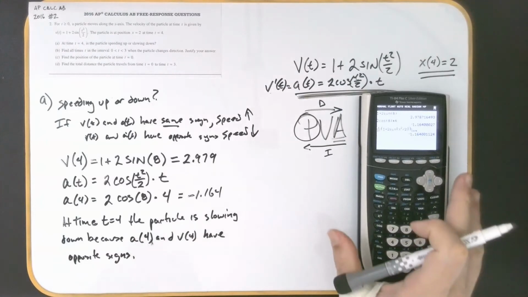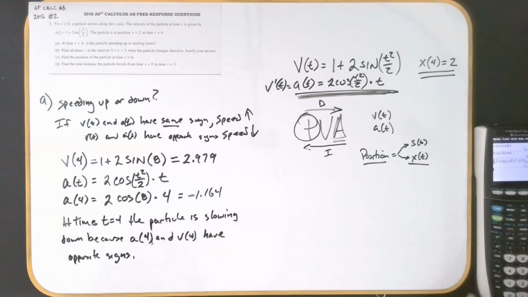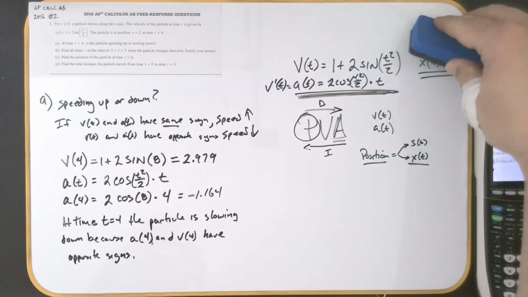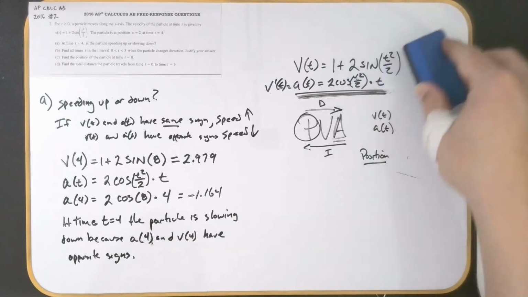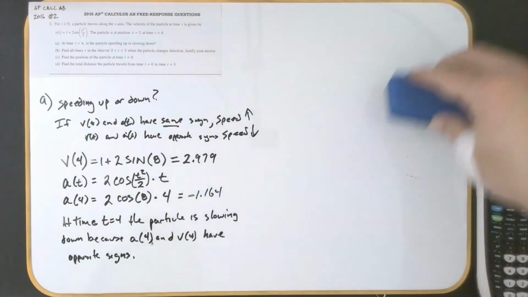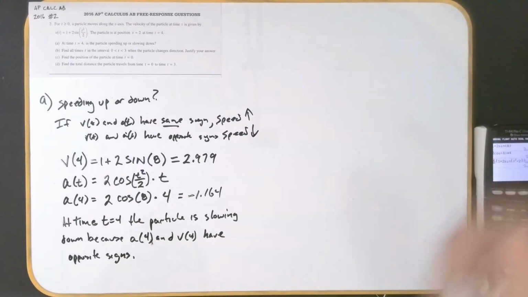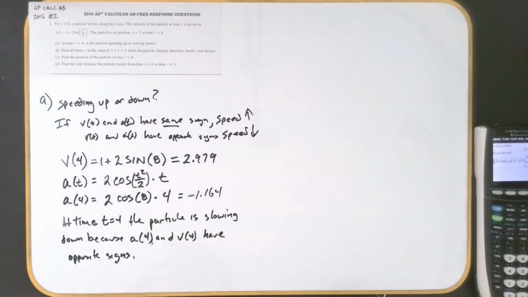Okay. Next question, B. Find all the times in the interval 0 to 3 when the particle changes direction. Justify your answer. Well, you'll need some room to work here, so we're going to get rid of this over here. Now, when you want to know if a particle changes direction, that's going to be the derivative of the position function. Changing direction, if you want to think of it this way.